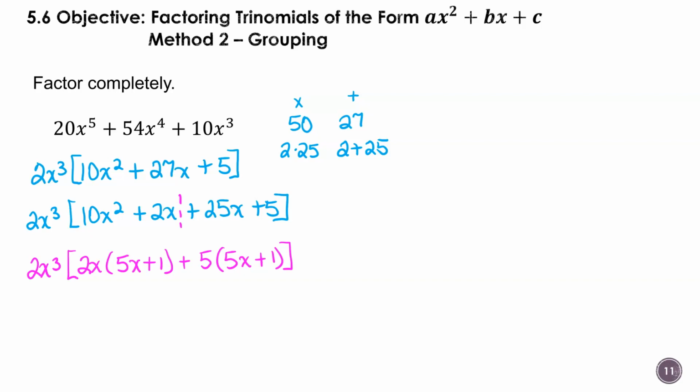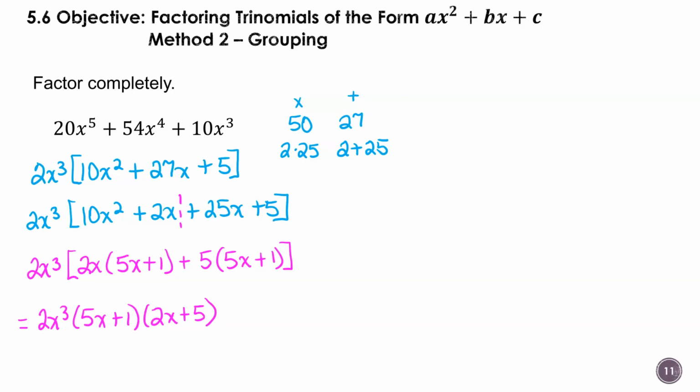And don't try to make it the same if it's not working out. Just go back and find if you made some mistakes somewhere else. And so our factored form would be 2x cubed times (5x plus 1) times (2x plus 5). And then we've got that factor. Don't forget that 2x cubed.